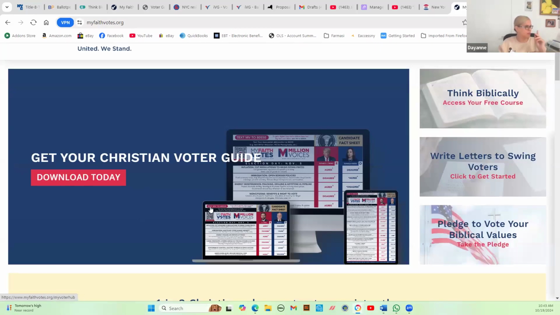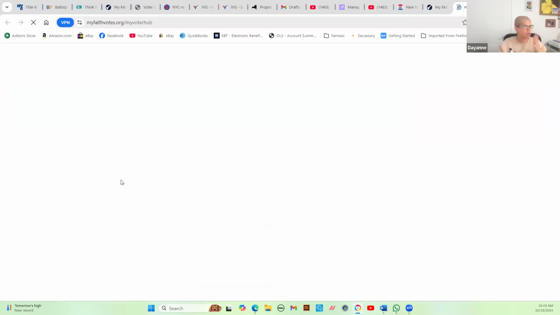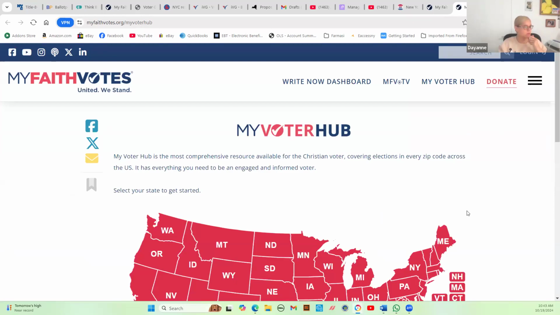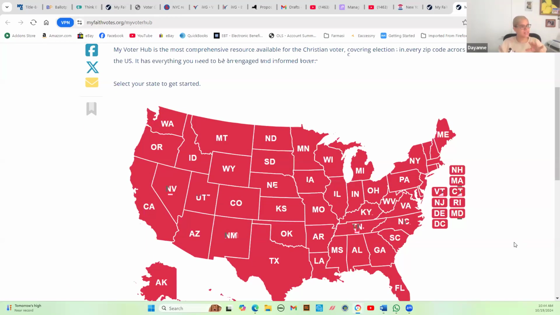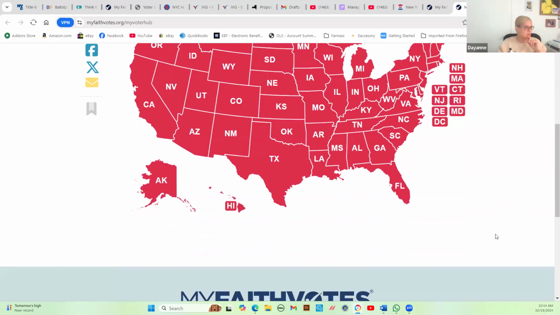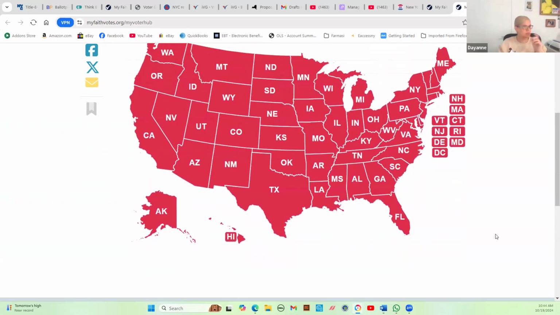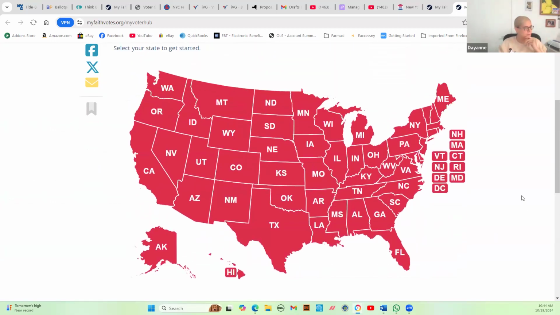So I'm curious to see what this is. Download today. Let me see the voter guide. I think I have a copy of the one from a few years ago. So this goes according to your state. And this guide is going to show you what your state is voting for, what's up in their ballots, what's not. What you should be looking at and what you shouldn't be looking at. So we've got Delaware, Maryland, New Jersey, New York.